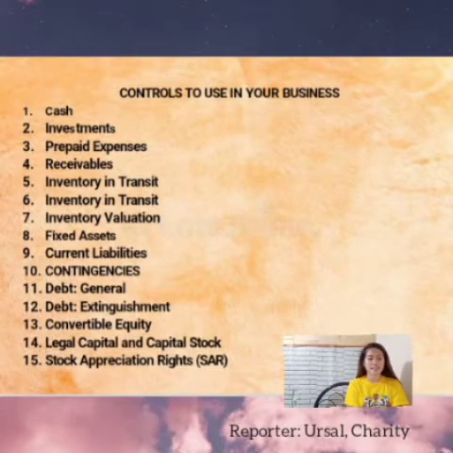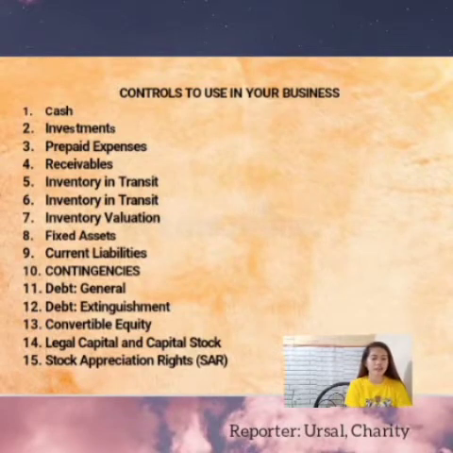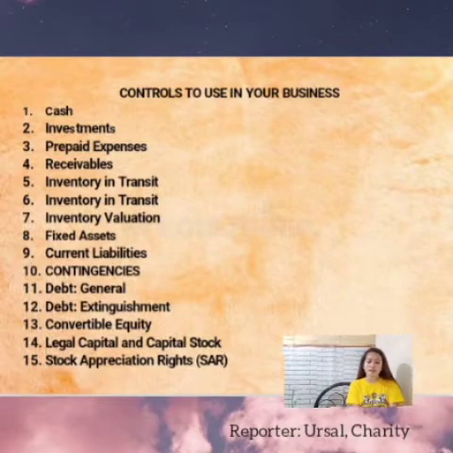Inventory in transit. It is a shipping term that refers to the finished goods that have been shipped by a seller na hindi pa natatanggap ni buyer. Inventory in accounting refers to all goods, merchandise, and materials held by a business in the market to earn profit. Fixed asset. Assets purchased for long-term use in the business.